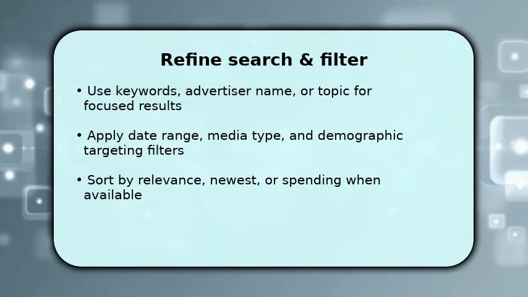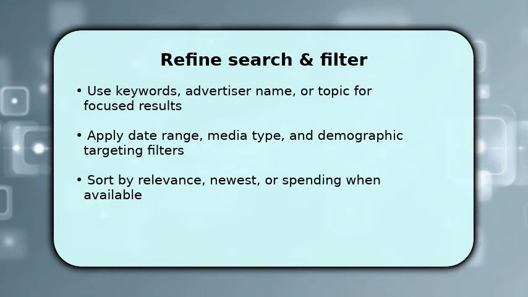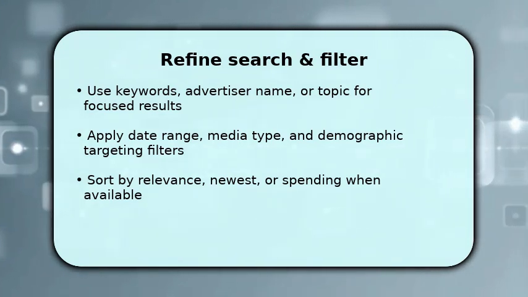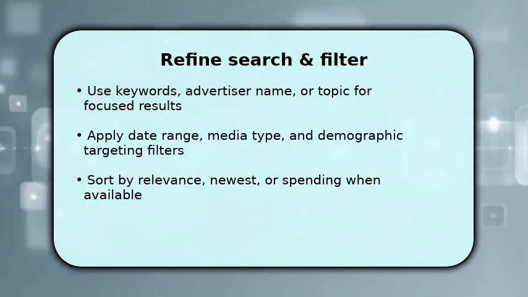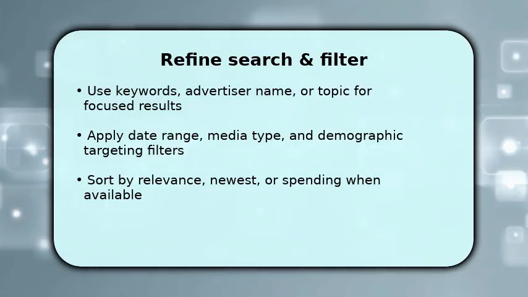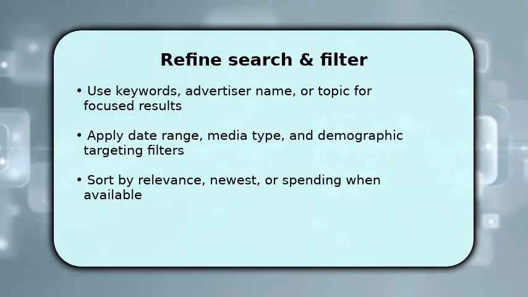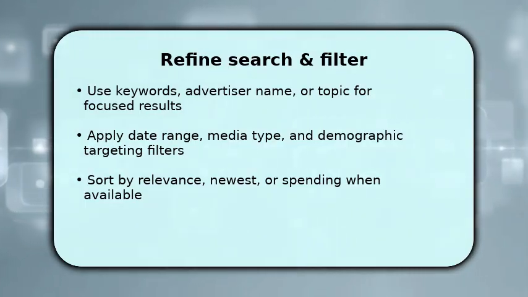You refine results by entering keywords, advertiser names, or precise topics to reduce noise while capturing variations. Then apply date ranges and media type filters, image, video, or carousel, so you don't wade through irrelevant formats. Next, add demographic or geographic filters if offered. This reveals who saw the ad.